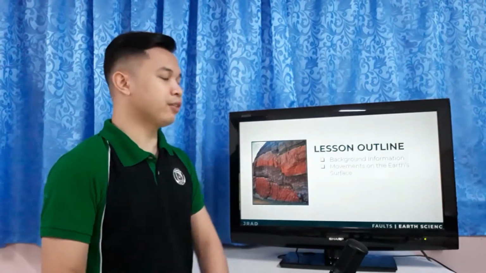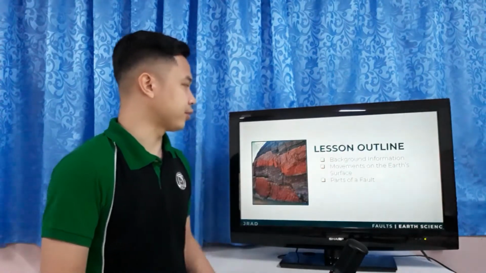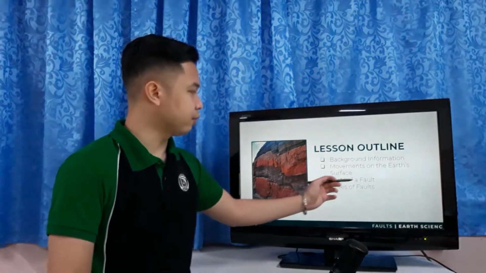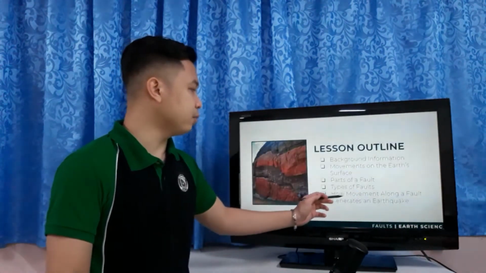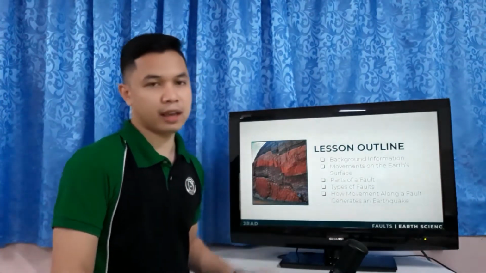The outline of our lesson is the following: background information, movements on the Earth's surface, parts of faults, types of faults, and how movement along a fault generates an earthquake.